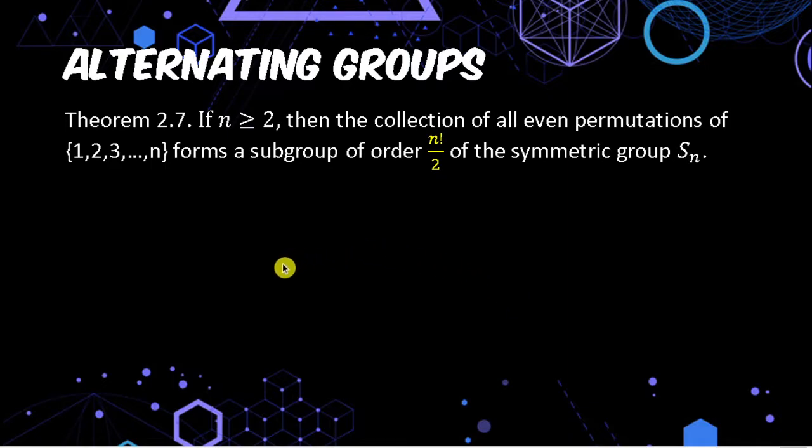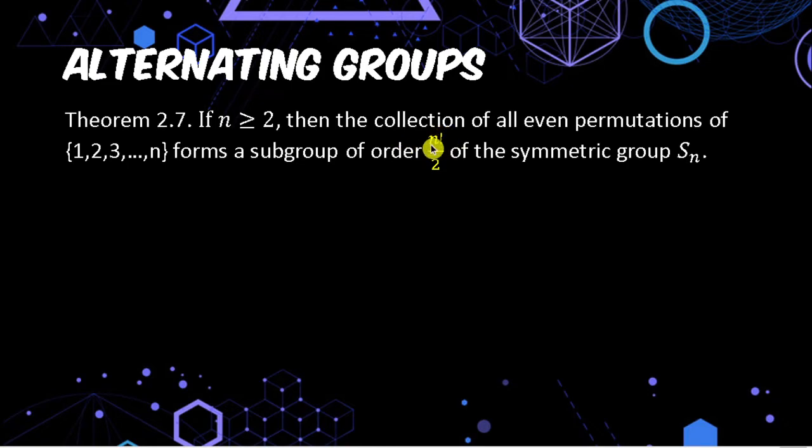Alternating groups. What are alternating groups? If I recall it properly, there are actually 5 important groups na pag-aaralan natin. Yun yung abelian groups natin, dihedral groups, symmetric groups, and ka-level niya ang alternating groups. Yan. What are alternating groups? Saan sila galing? So let's start with theorem 2.7. If n is greater than or equal to 2, then the collection of all even permutations of the set 1 to n forms a subgroup of order n factorial over 2 of the symmetric group S sub n.